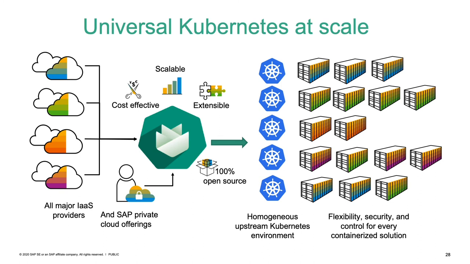Universal Kubernetes at scale: Gardener. So we provide Gardener managed Kubernetes clusters on all major IaaS providers and private data centers. It's very cost effective. It's very scalable, thousands, tens of thousands of clusters. It's extensible. So it's relatively straightforward to add additional cloud providers to Gardener. And it's 100% open source. We're using upstream Kubernetes. So we're not changing anything there. It's vanilla upstream Kubernetes and we manage that homogeneously across all the IaaS environments.